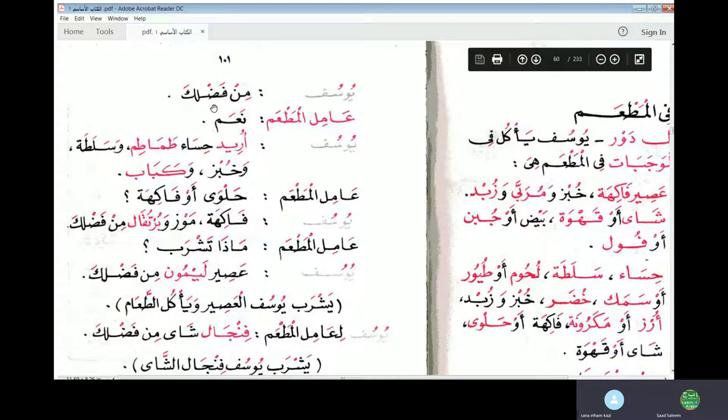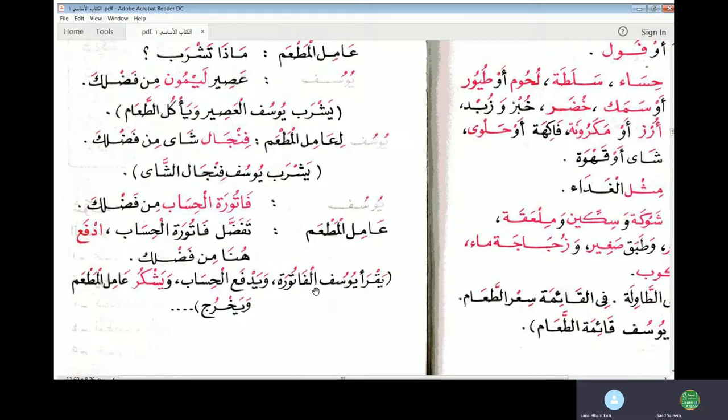Yusuf: Min fadlika, please, ya amil al-mat'am, waiter. Now, Yusuf: Uridu hisa' tamatim wa salata wa khubz wa kabab. Uridu, I want tomato soup. I want tomato soup, and salad, and bread, and kebab. Amil al-mat'am: Al-halwa aw fakiha, dessert or fruit? Yusuf: Fakiha, mawz wa burtuqal min fadlik, banana and orange, please. Maza tashrabu, what do you want to drink? Asir laymun min fadlik, lemon juice, please.